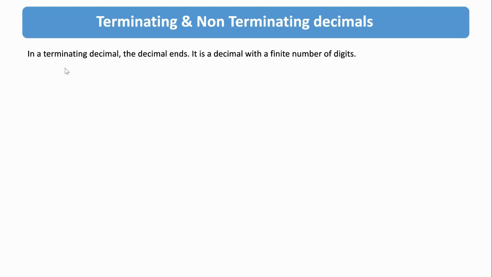For example, if you take 1 by 2, if you convert this into decimal, that would be 0.5. Let us say 1 by 4, that would be 0.25, right? So after the decimal place, there is only one non-zero digit we are talking about. Here after the decimal, only two digits.